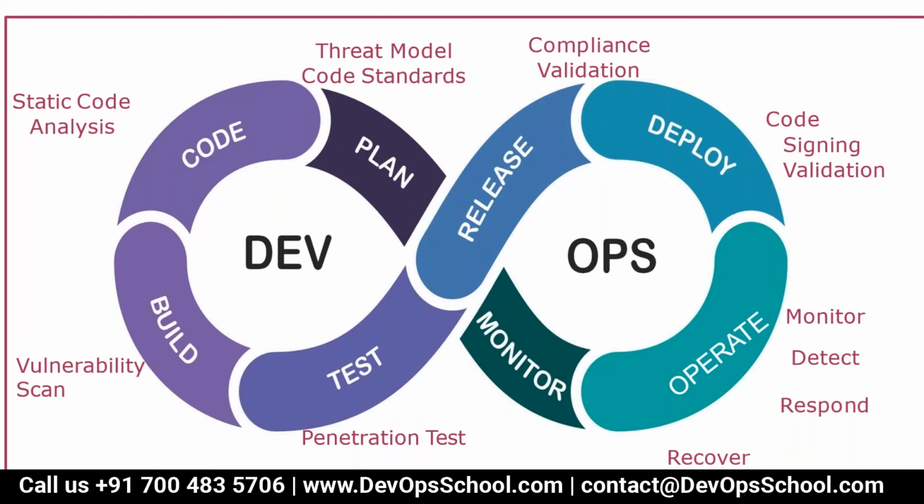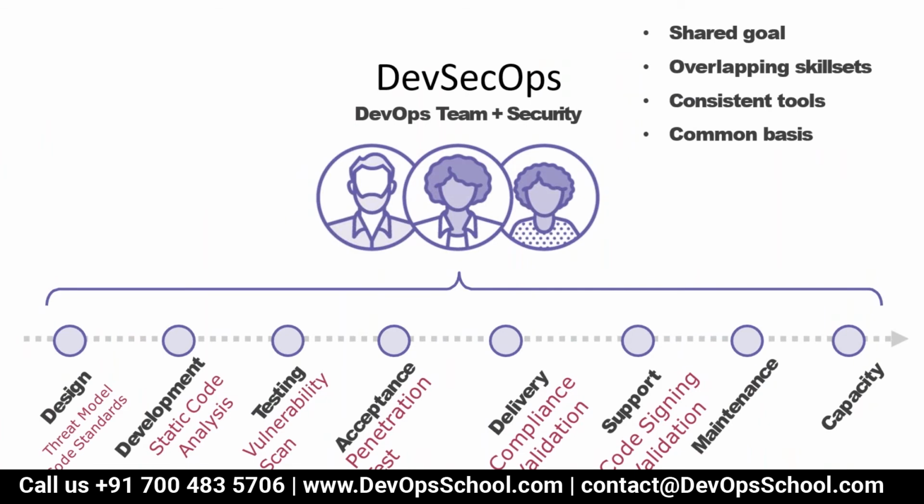For example, during the plan, you have to do threat modeling and coding standards. During the code, you have to do static code analysis. During the build, you have to do vulnerability scanning, penetration testing, compliance validation, code signing validation, monitor, detect, respond, and recover. All of this related to security, the DevOps team only has to do, and that comes under DevSecOps. Earlier the DevOps team was doing everything: design, development, testing, acceptance, delivery, support, maintenance, and capacity planning, but now along with that, security practices also. So this is called DevSecOps in a simple way.